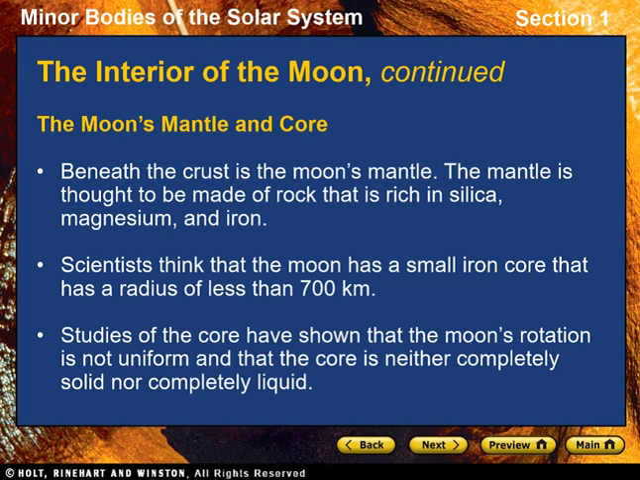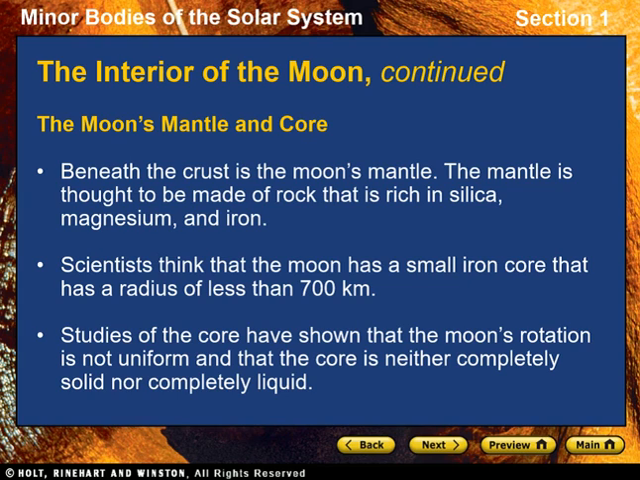The moon's mantle and core. Beneath the crust is the moon's mantle. The mantle is thought to be made of rock that is rich in silica, magnesium, and iron. Of the moon's 1,738-kilometer radius, the mantle makes up more than half of that distance and reaches 1,000 kilometers below the crust. Scientists think that the moon has a small iron core that has a radius of less than 700 kilometers.